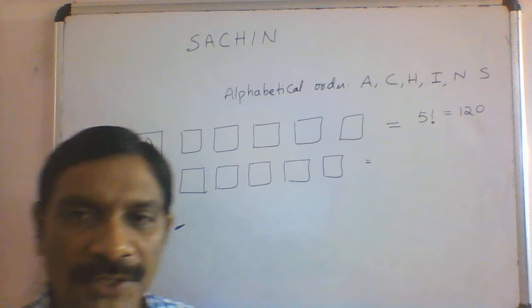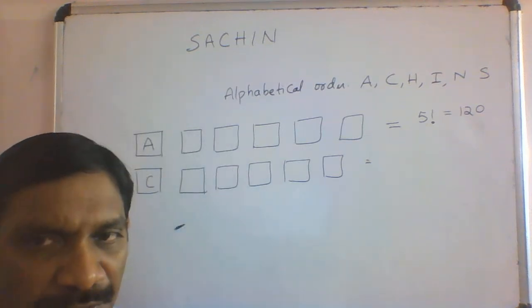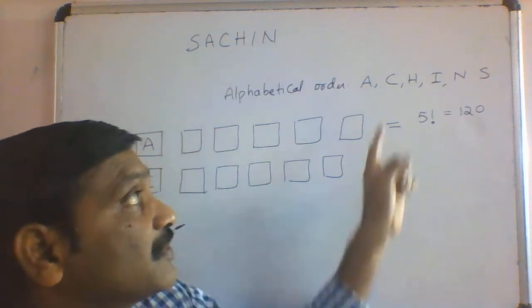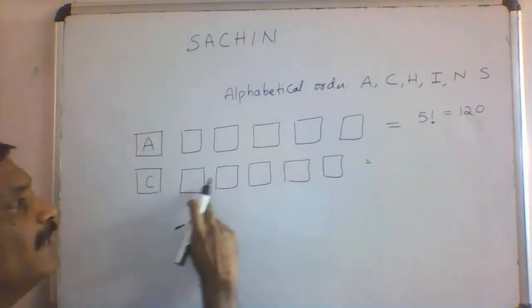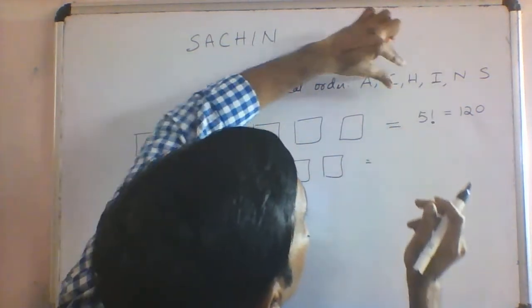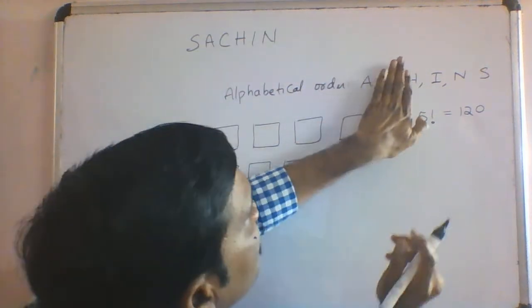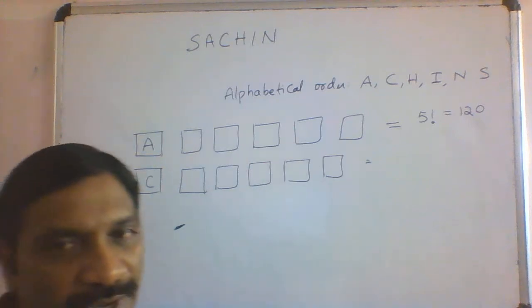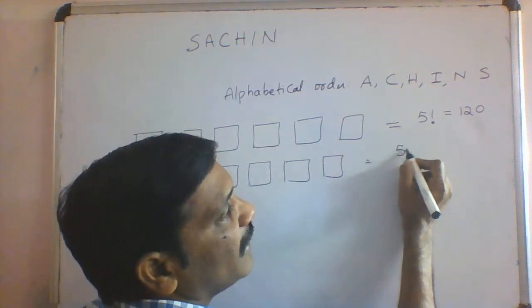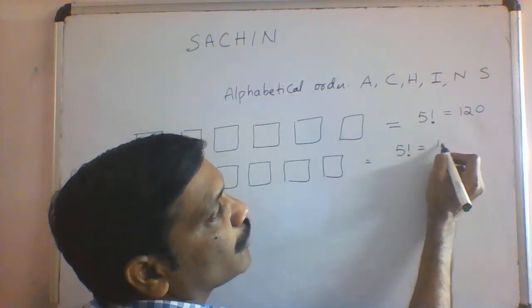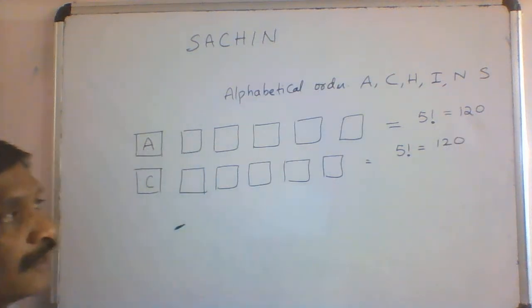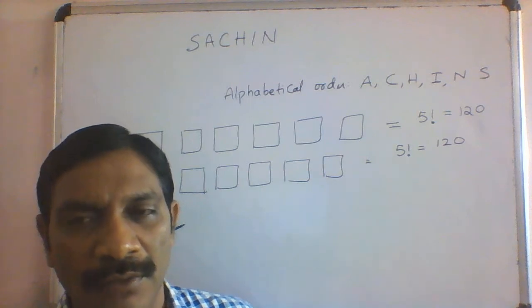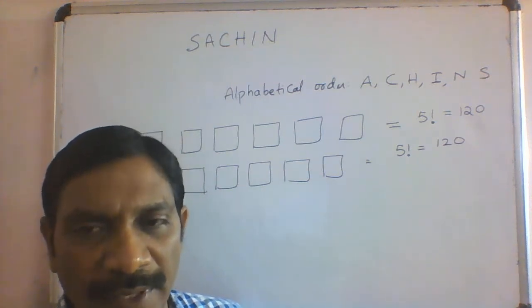Okay, all the letters starting with A are over, all the words starting with A are over. Now I have to count the number of words starting with C. Similarly, again 5 blanks, and if I fix this C here, again 5 letters are there. To put in 5 boxes, they can be arranged in 5 factorial ways. So again 120. Like this, all the words starting with C will be over. Again 120 words are coming.